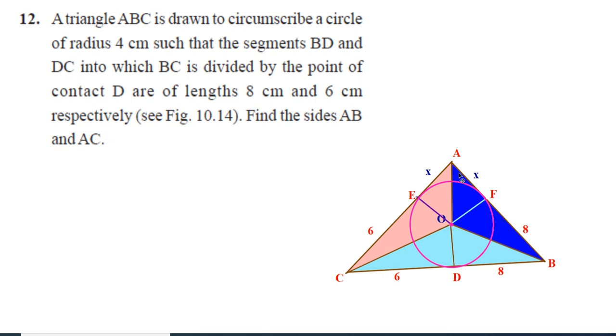But the sum of these three areas and the area found by using Heron's formula are both equal because both are the area of triangle ABC. Now equate them and find the value of X. After getting X, X plus 6 is AC and X plus 8 is AB. Do find it yourself.